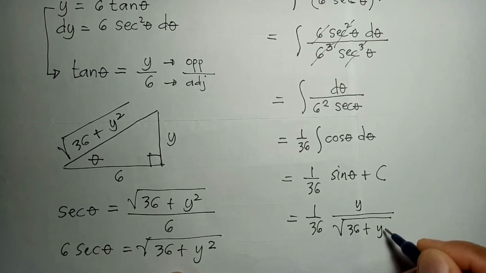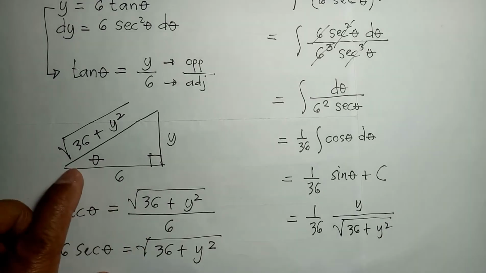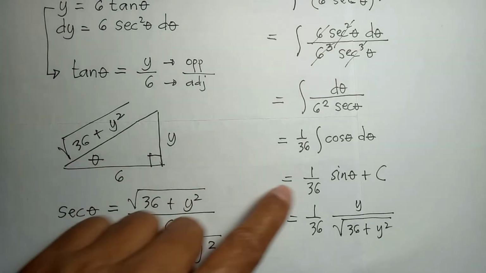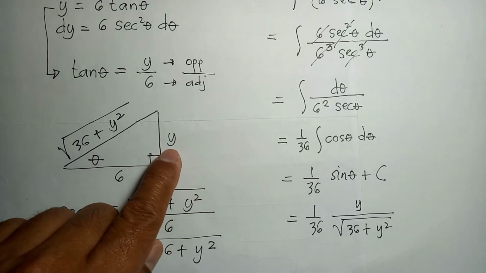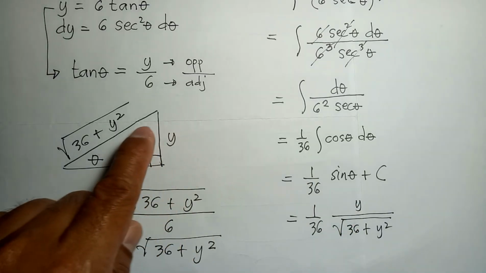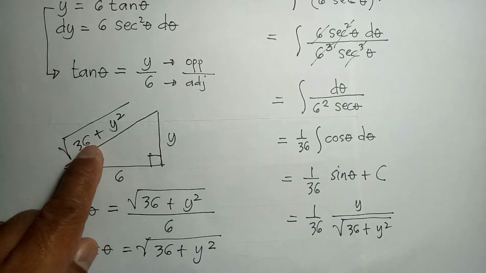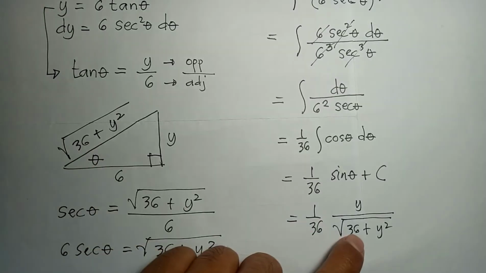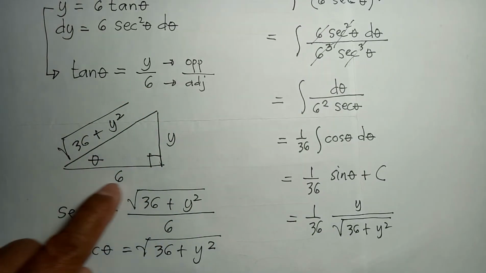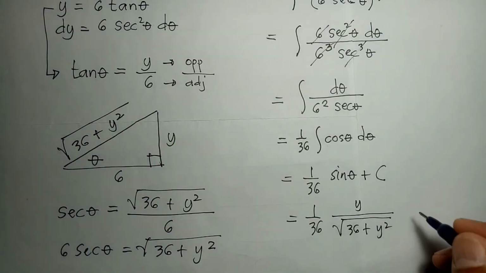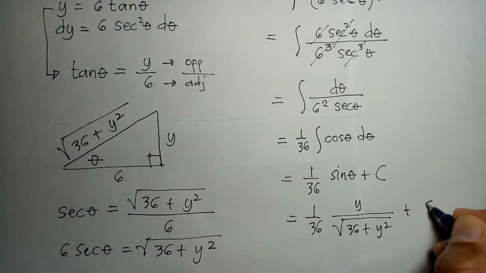36 plus y squared. Uulitin ko using this right triangle, sin theta equals y divided by square root of 36 plus y squared. So, yun yung ibig sabihin ng sin theta using this right triangle. And then, plus c.